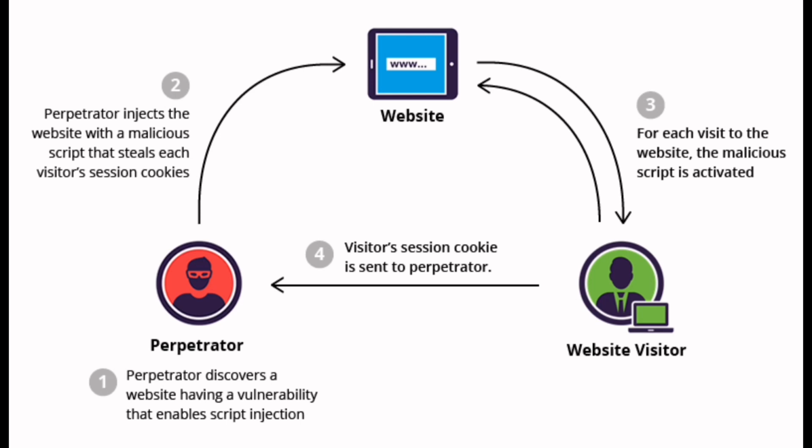There are many methods, like targeting website functions that accept user input, malicious code on another domain, stealing session data, and so on. Let's consider the above scenario. In the first step, the attacker discovers a website having a vulnerability that enables script injection. They inject the website with malicious script and steal the visitor's session cookie. When the user visits the website, the malicious script is activated. In the final step, the visitor's session cookie is sent to the attacker and the attacker can do whatever he wants.